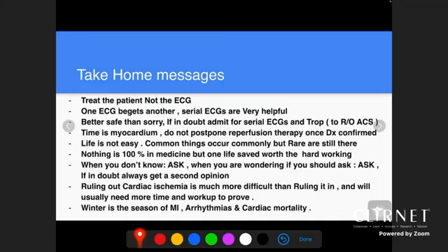You can say he has no acute coronary syndrome, then he may die after discharge. And on the other hand, you can say yes, he's having acute coronary syndrome, and unnecessarily you will do a coronary angio. Maybe it will be normal and you will have some complication of the angio itself. So these cases are challenging, and clearing a patient is more difficult than diagnosing ischemia. So I want to emphasize that ruling out cardiac ischemia is much more difficult for us than ruling it in. Finally, winter is the season of MI, arrhythmias, and cardiac mortality worldwide.